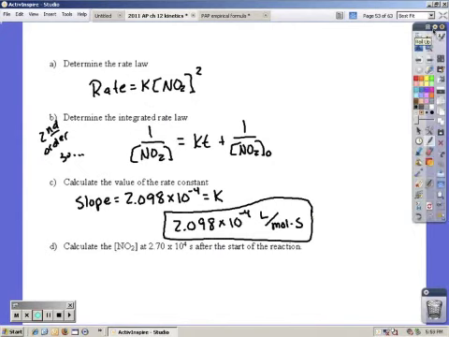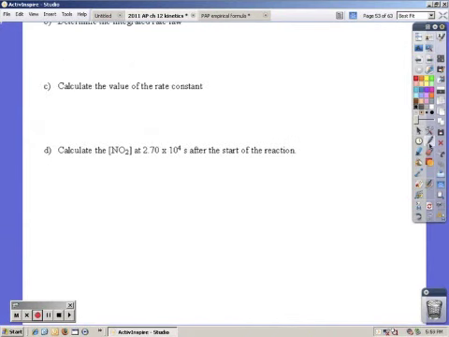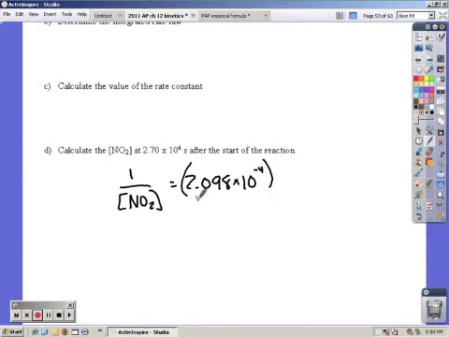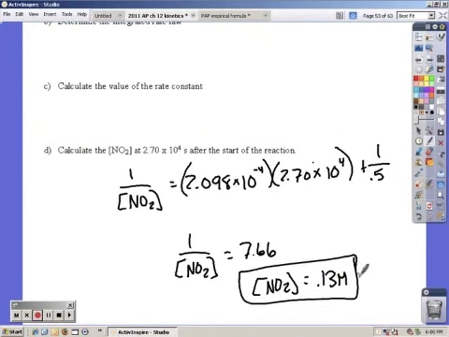Alright, and then the last one on the bottom, clear some room. Going to need to use that integrated rate law again. So I have 1 over concentration equal to 2.098 times 10 to the negative fourth, because that's my k, times time, which is 2.7 times 10 to the fourth seconds, plus 1 over 0.5. Again, we got the 0.5 from the data table, the initial concentration. So 1 over concentration is 7.66, so concentration must equal 0.13 molarity. And that is all.